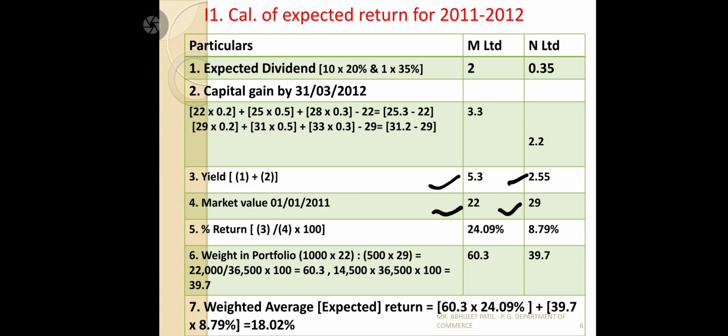for the financial year 11-12. And once we get the percentage of return, that is 24.09 for M Limited for the financial year 11-12 and 8.79 for N Limited for the financial year 11-12.